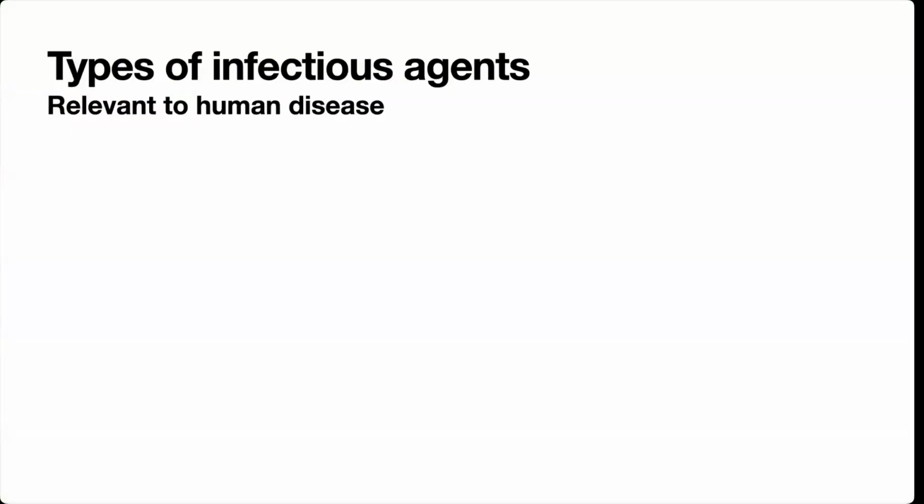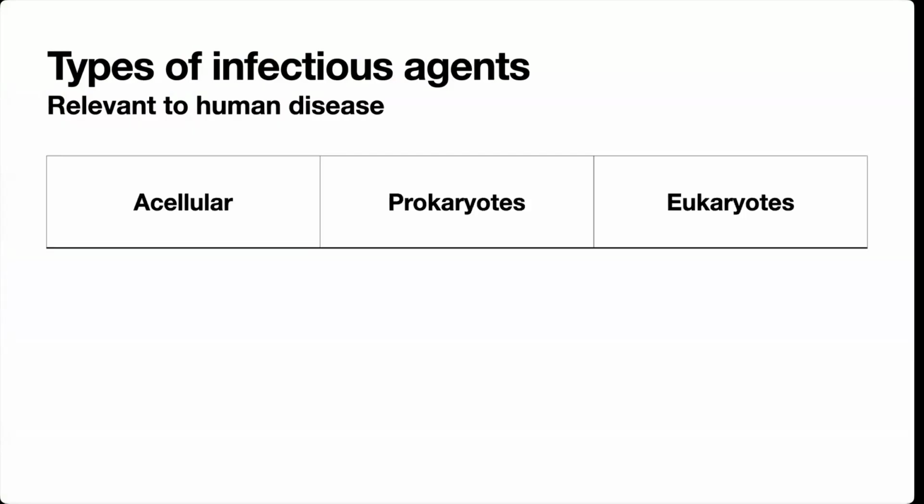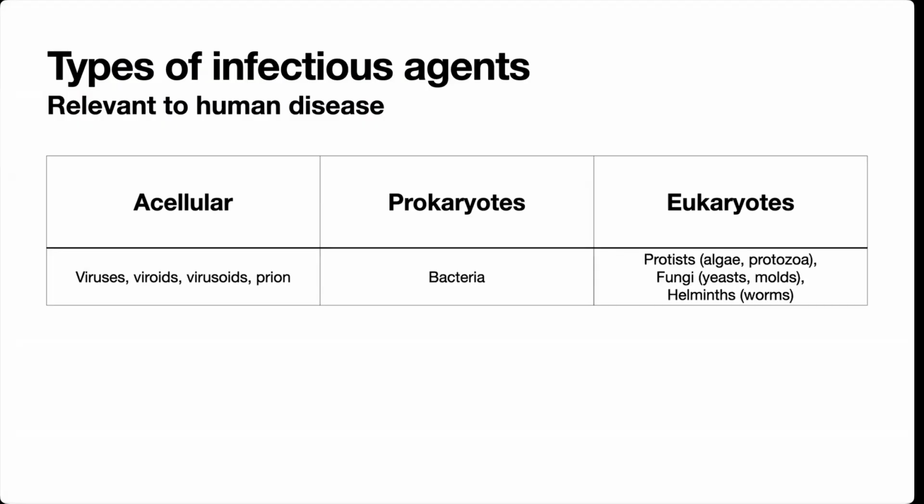All right, so first and foremost are types of infectious agents that are most relevant to human disease. We have three major classes: our acellular, our prokaryotes, and our eukaryotes. With respect to our acellular pathogens, we have viruses, viroids, virusoids, and prions. Prokaryotes, we've got bacteria, and our eukaryotes are those larger things. These are often multicellular, like our protists, our fungi, and our helminths, or our worms.